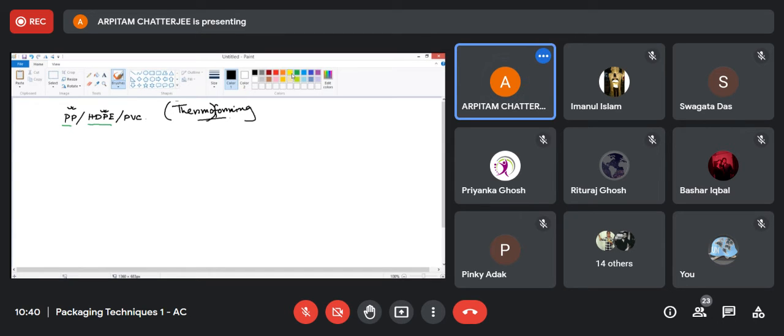Okay. So how is it done basically? It is basically done in a very simple way. You have a reel, and this reel is getting released, and then here you have a forming mechanism. That means you have a cast kind of arrangement like this.